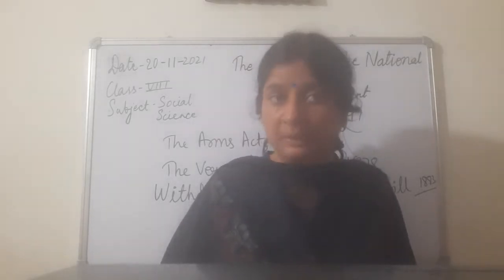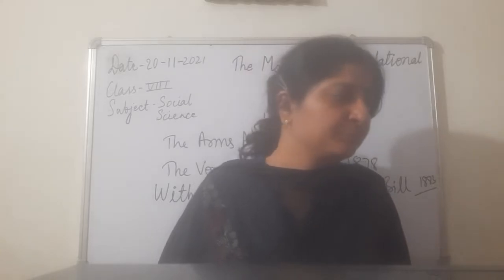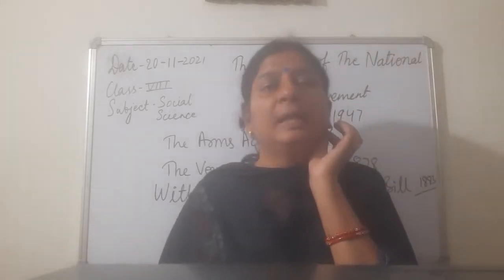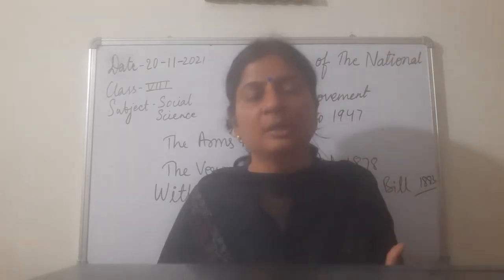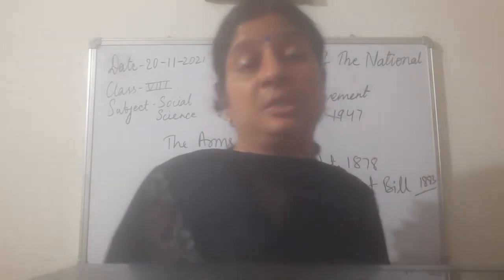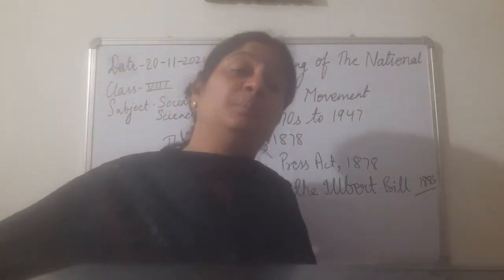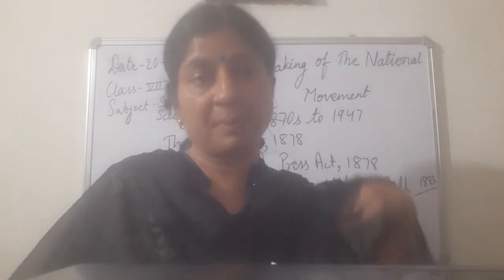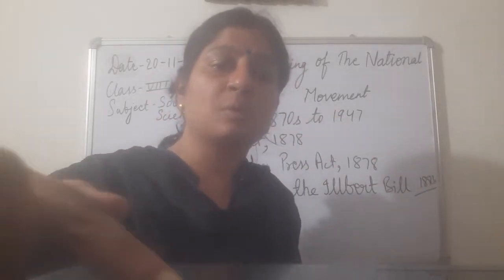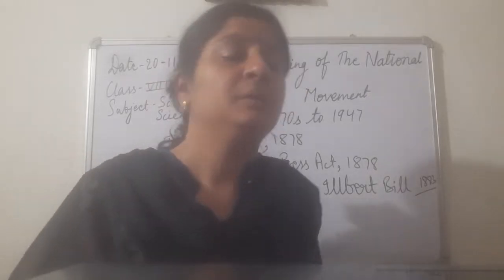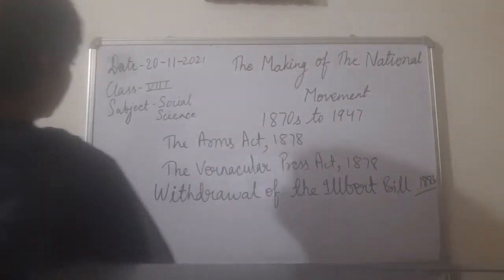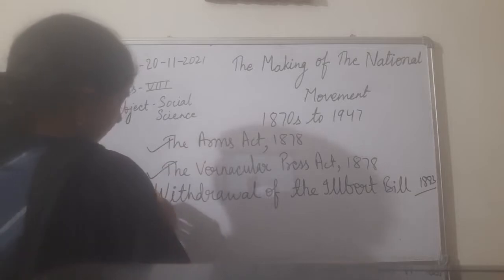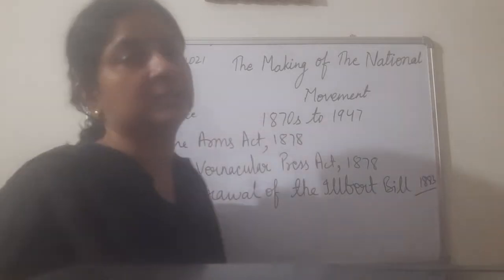They believed that the Europeans are of a high quality race and the Indians are of a low quality race, and that is why they were not ready to give equal status to Indian and British judges. So this proved that they believed in racial supremacy. They are superior. So this caused dissatisfaction among the Indians. So these are the three reasons for intensification of dissatisfaction: the Arms Act, the Vernacular Press Act, and the withdrawal of the Ilbert Bill of 1883.